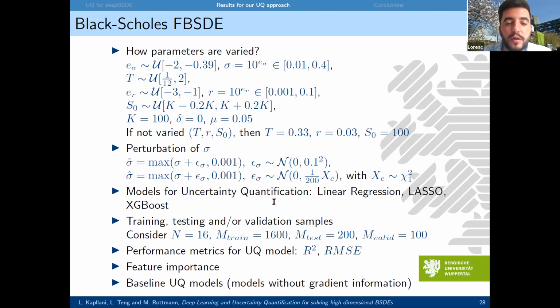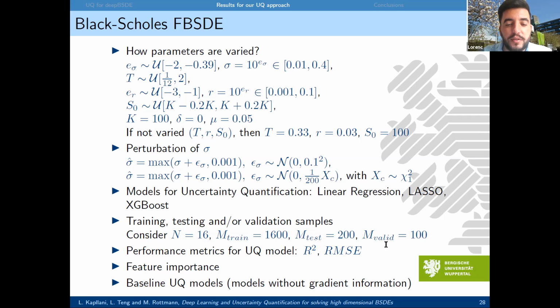For the uncertainty quantification, we considered 3 models to check whether there is linearity or non-linearity: the linear regression, the Lasso, and the XGBoost. For training, testing, and validation samples, we considered the time discretization n equal to 16. We trained this UQ model on 1,600 samples, with 200 for testing and 100 for validation.